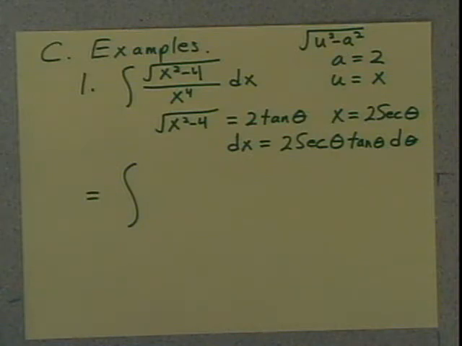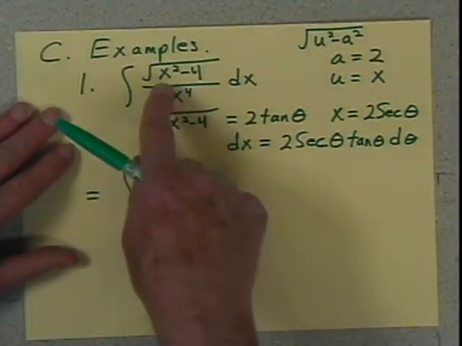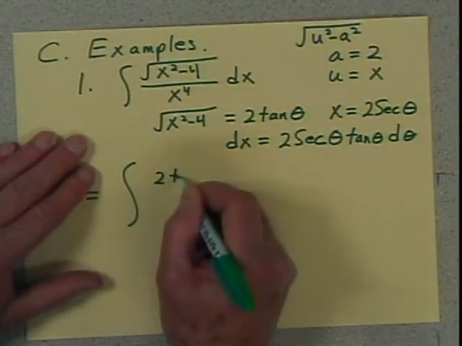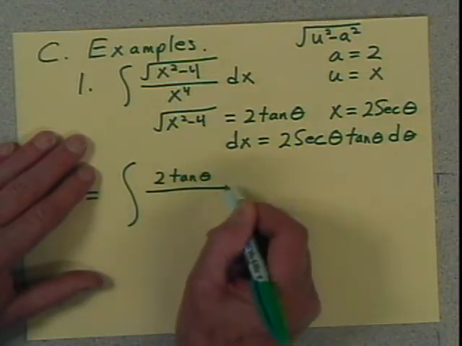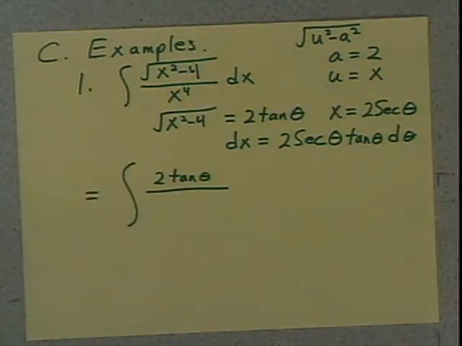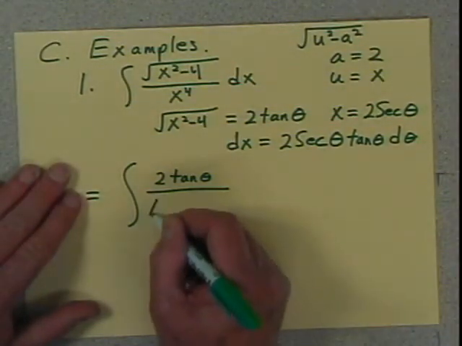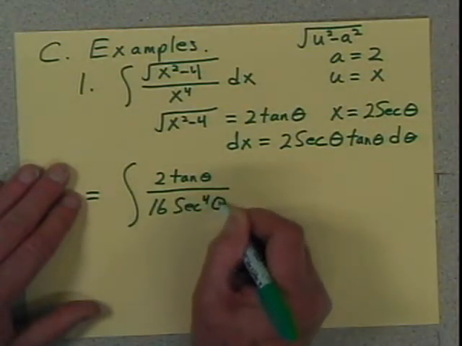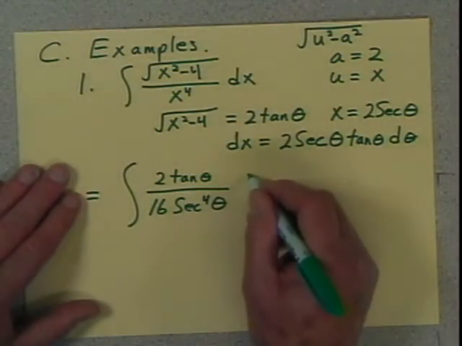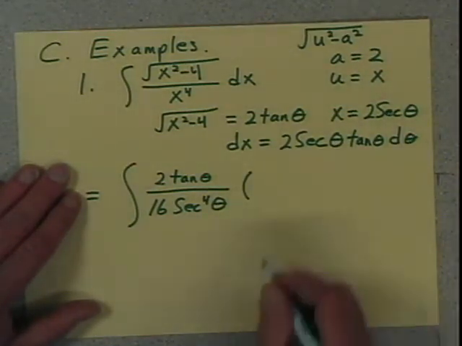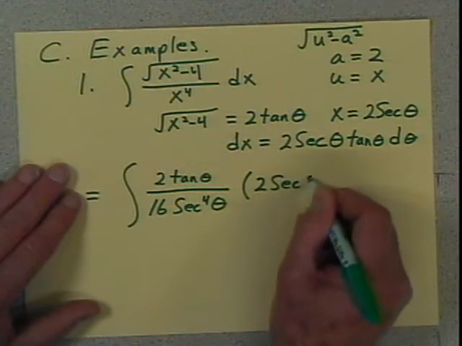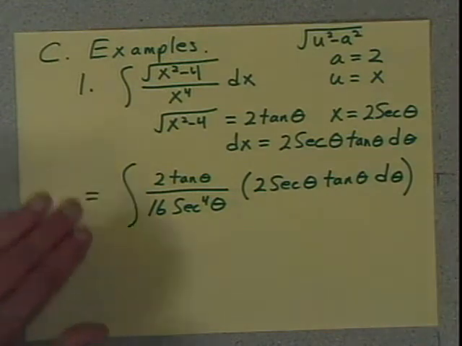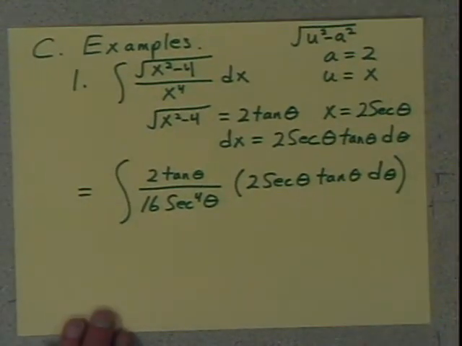But it's not a fun one to do. But it's doable. What do I replace the square root of x squared minus 4 with? Okay. What do I replace x to the 4th with? That would be 16, 2 to the 4th, raised them secant. Secant to the 4th theta. You okay with that? And what do I replace the dx with? 2 secant theta tangent theta d theta. And now what do I hope? Something I can do, right?